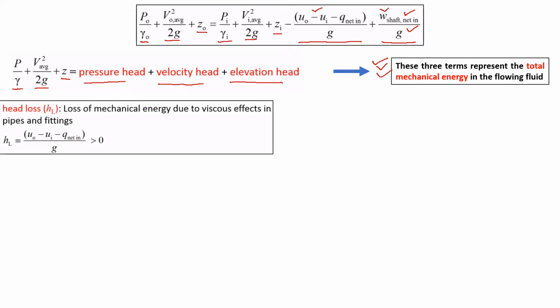So let's see what these losses will be in this case. This term here represents losses. These are called the head losses, and this is the loss of mechanical energy due to viscous effects in the pipes and fittings. And this will always be greater than zero if our fluid is viscous.